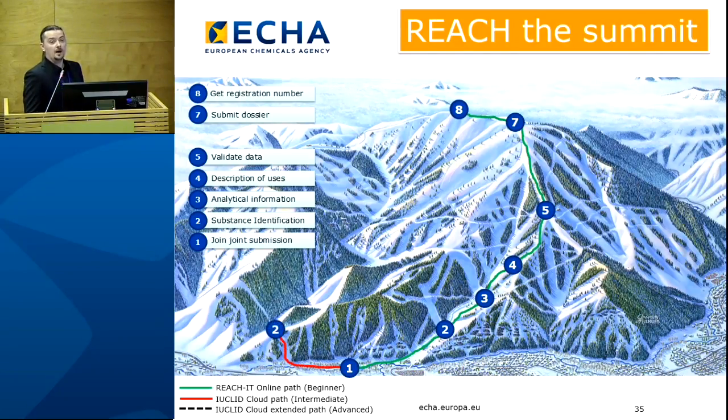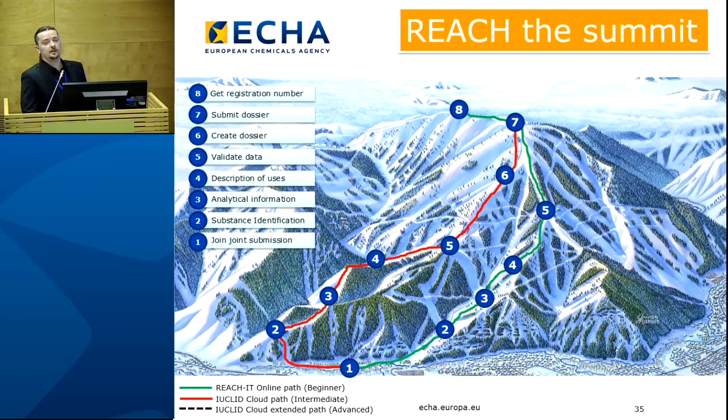The more intermediate part is going to go a little bit off to the left, doing the same steps: joining the joint submission, defining the substance identity, doing the analytical information, describing the uses, using the validation assistant inside the cloud to validate the data. Once everything is okay, create the dossier, submit it, and in the end get the registration number.